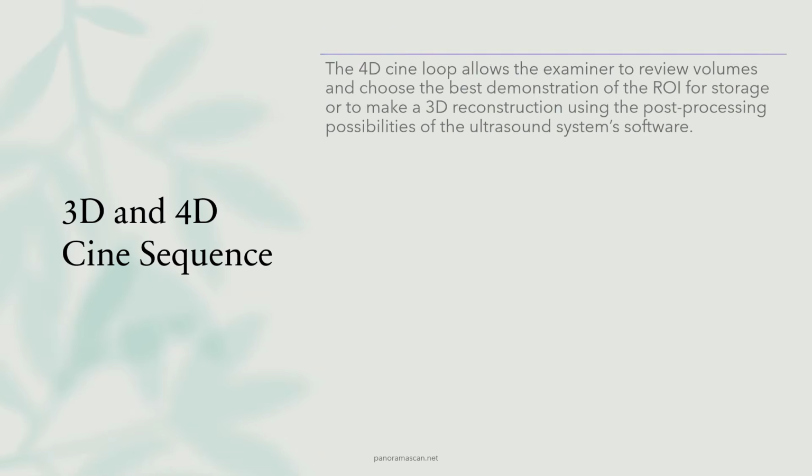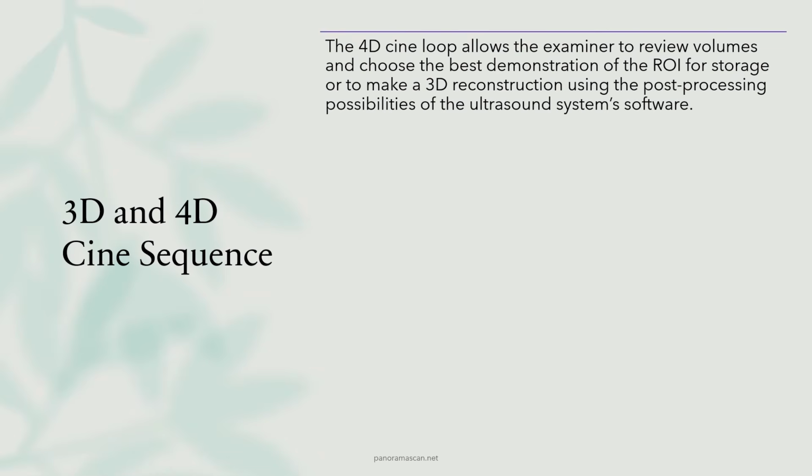The 3D and 4D Cine sequence is a powerful tool in ultrasound imaging that enhances both the review and post-processing stages of volumetric data. The 4D Cine loop allows examiners to review volumes and select the best demonstration of the region of interest. This is crucial for ensuring that the most informative and representative image is captured for storage or further processing.